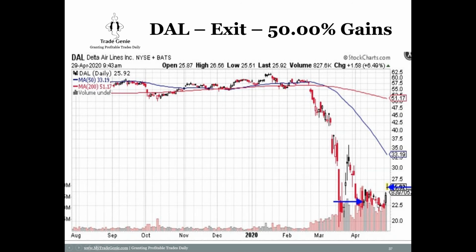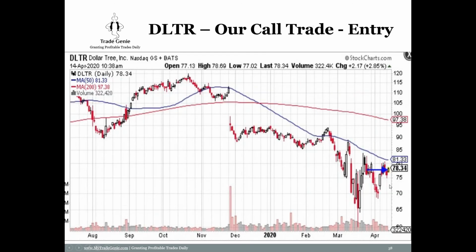So the logic that you should never add to your losing position is not right. We do add to our losing position and make it a winning position. So when Delta gapped up from here to here, we exited at a 50% gain.